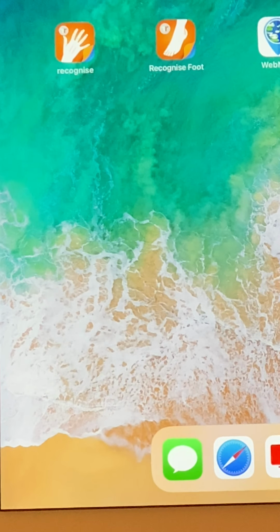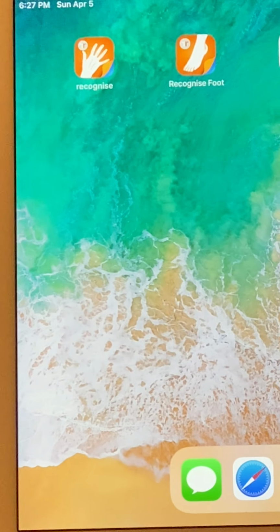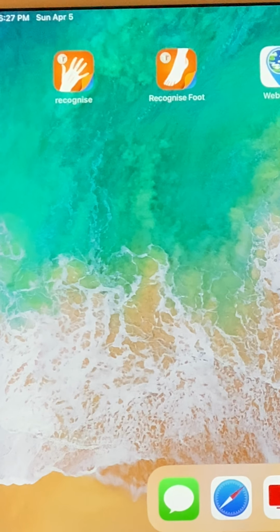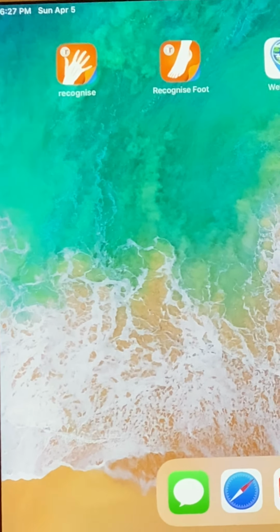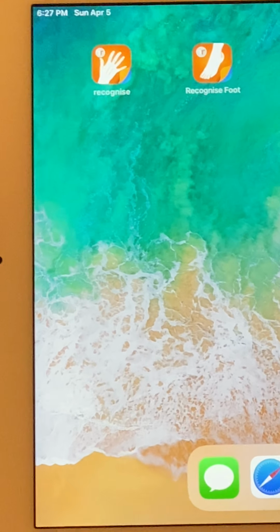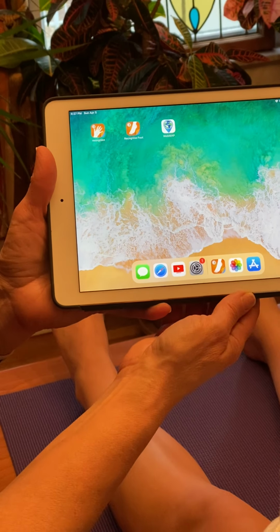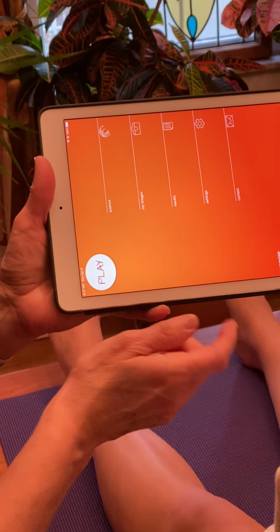They have all kinds of recognize apps. You can do recognize knee, recognize back, recognize shoulder, but right now I just have the recognize hand and foot downloaded on my iPad. And our patient here today has a right ankle injury. So what we are going to do is recognize foot.